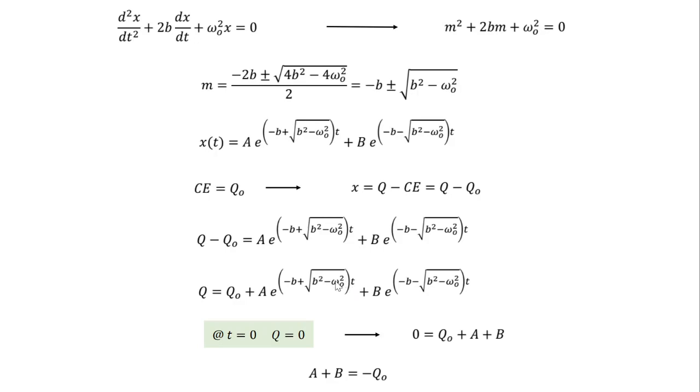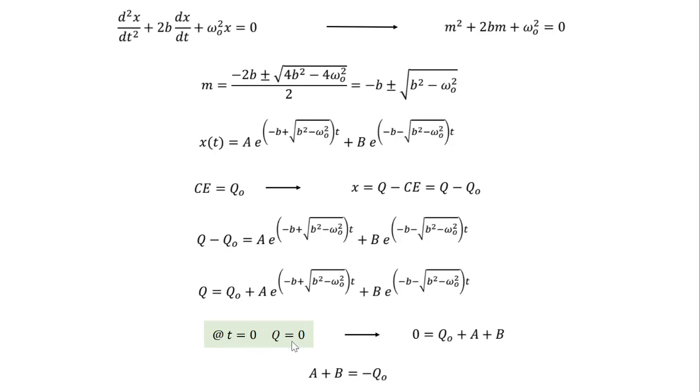e to the power 0 equal to 1. So you have A plus B into e to the power 0, which is B. So Q naught plus A plus B equal to 0, or you can write A plus B equal to minus Q naught.